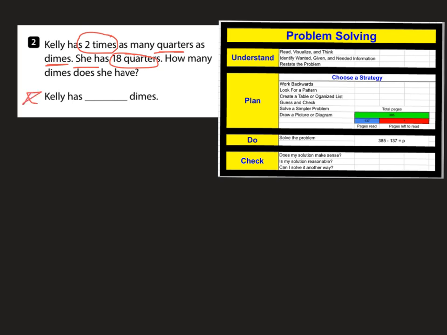We've restated the problem. Kelly has blank dimes. So that's what we're looking for. How many dimes? I know my quarters. It tells me in the problem that we have 18. And I know quarters are 2 times more than the dimes. So it would be 18 divided by 2. So we've set up our equation with our variable. Let's solve for our unknown value, which is D for dimes, which would equal 9. I know that Kelly has 9 dimes.